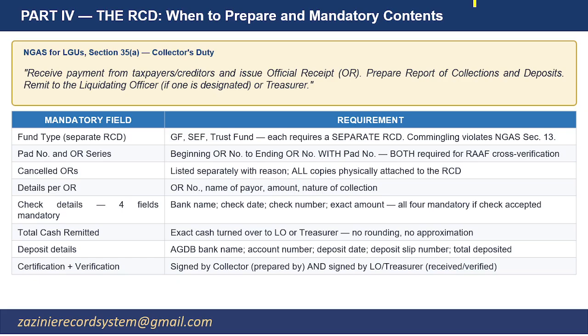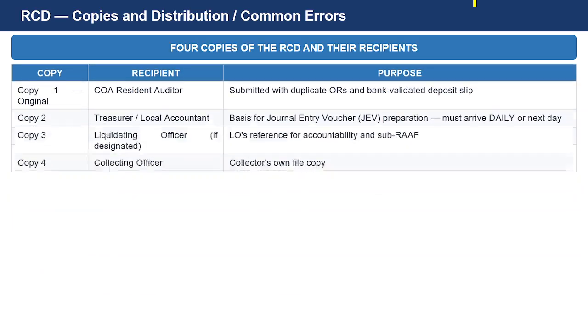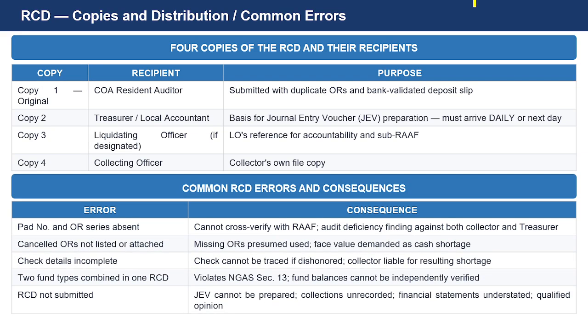Next slide. The report of collections and deposits is prepared in 4 copies. Copy 1, the original, goes to the Commission on Audit Resident Auditor, with the duplicate receipts and the bank-validated deposit slip. Copy 2 goes to the Treasurer or local accountant, as basis for the journal entry voucher. This must arrive daily, or by the next working day at the latest. Copy 3 goes to the liquidating officer. Copy 4 remains with the collecting officer as a personal file copy.